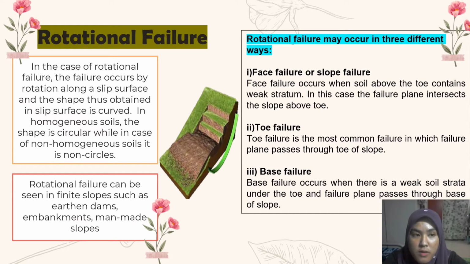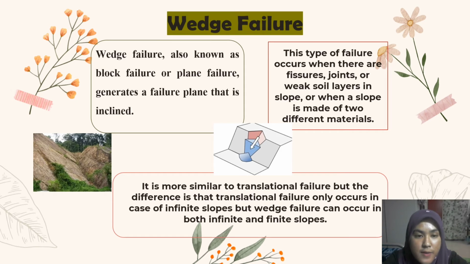For wedge failure, also known as block failure or plane failure, it generates a failure plane that is inclined. This type of failure occurs when there are fissures, joints or a weak soil layer in the slope, or when a slope is made of two different materials. It is more similar to translational failure, but the difference is that translational failure only occurs in the case of an infinite slope, but wedge failure can occur in both infinite and finite slopes.